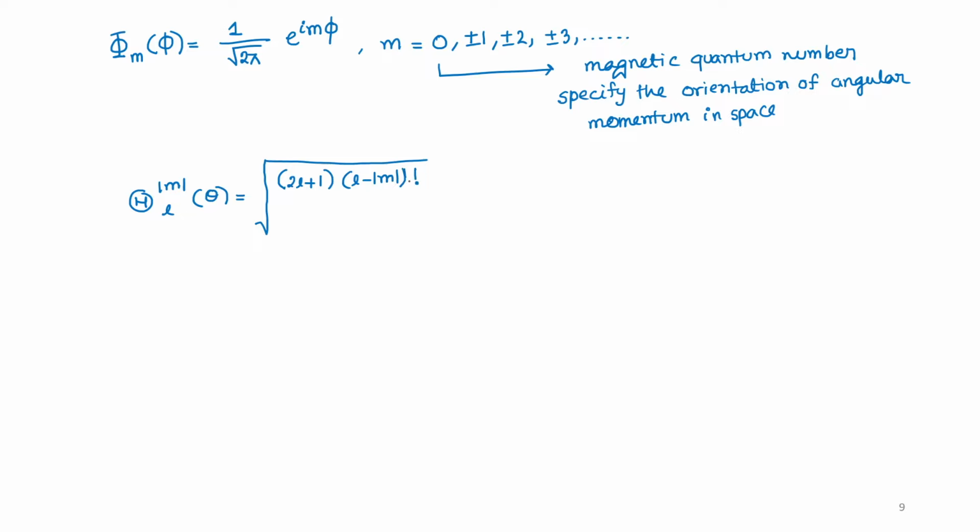L minus m. Now you see, in the theta part, it is dependent on two things: modulus of m, and L. m is the magnetic quantum number, and another quantum number has come, as you can see, that is L. I'll come to that very soon. I'll write this up and then we'll discuss what that is.